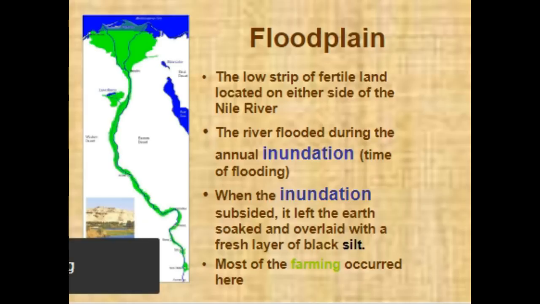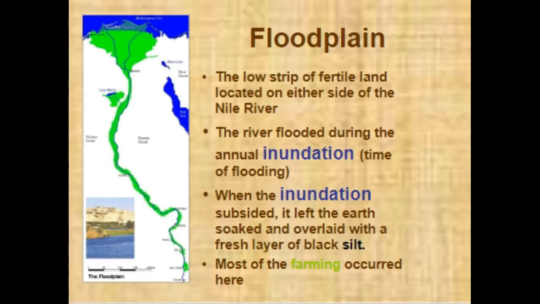The low strip of fertile land located on either side of the Nile River is the floodplain. The river flooded during the annual inundation, the time of flooding. When the inundation subsided, it left the earth soaked and overlaid with a fresh layer of black silt. Most of the farming occurred here.